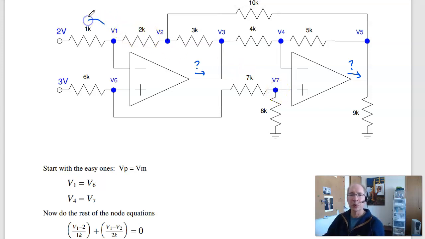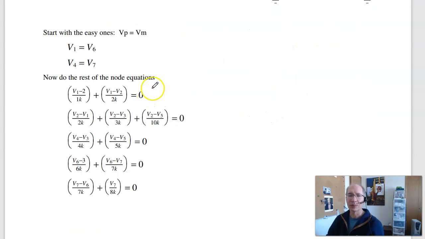At node 1, the current left plus the current right equals 0. Gives you this equation. At node 2, the current left, current right, current up equals 0. That's your V2 minus V1 over 2K, plus V2 minus V3 over 3K, plus V2 minus V5 over 10K equals 0. Node 3 I can't write, and I already wrote it. Node 4, current left, V4 minus V3 over 4K, plus V4 minus V5 over 5K equals 0, and so on. So these are your 7 equations, 7 unknowns.